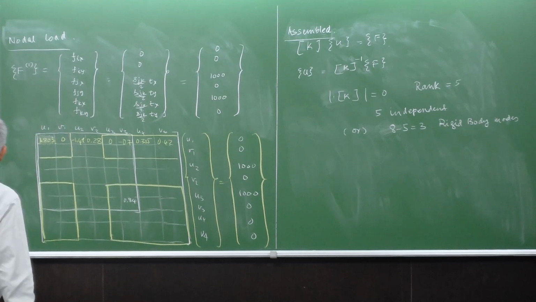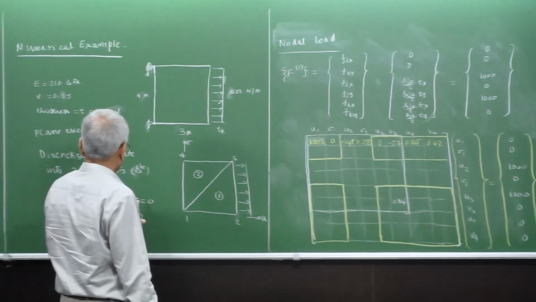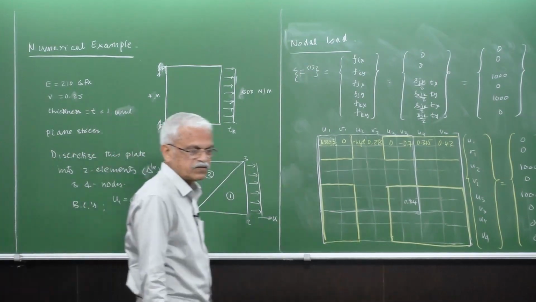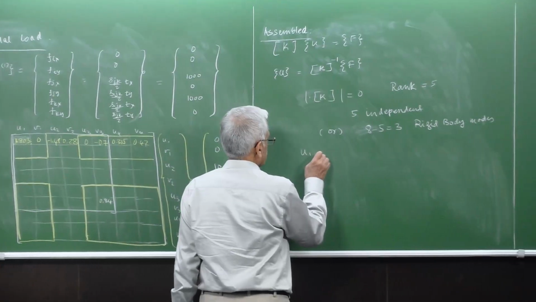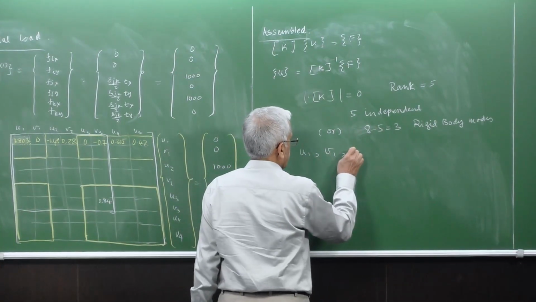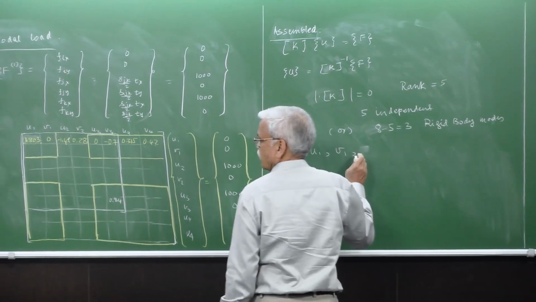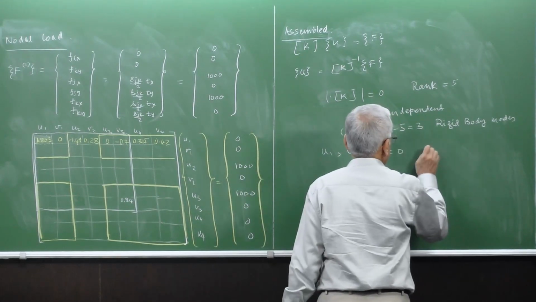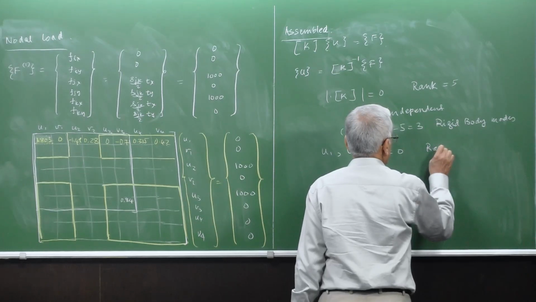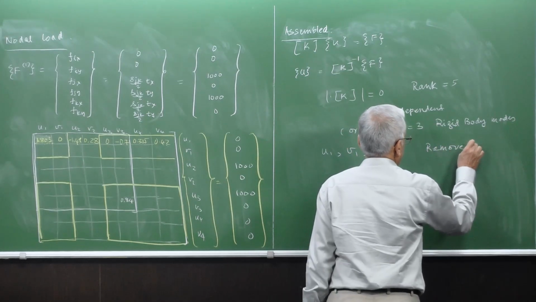So here, obviously the rigid body modes have been removed: U1, V1 are 0, U4 is 0. So we have the minimum. So U1, V1 and U4 are 0. So these restrict, these remove rigid body.